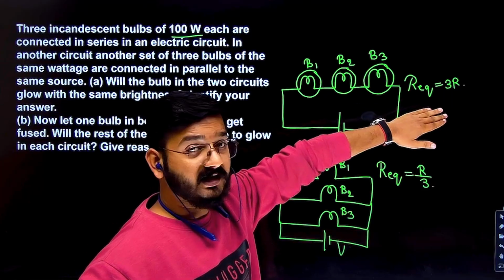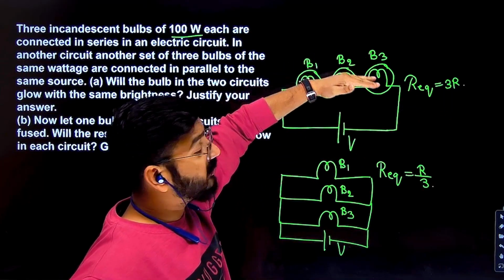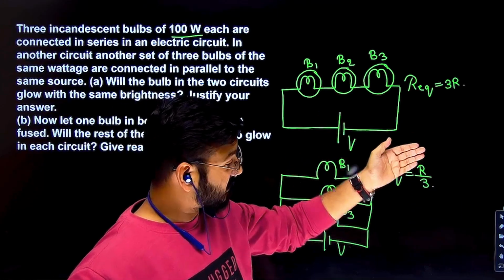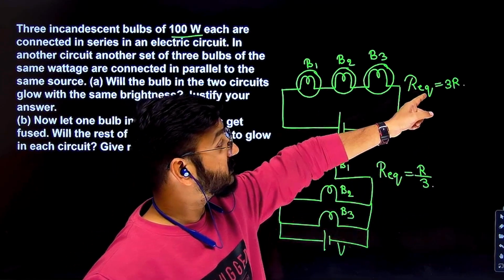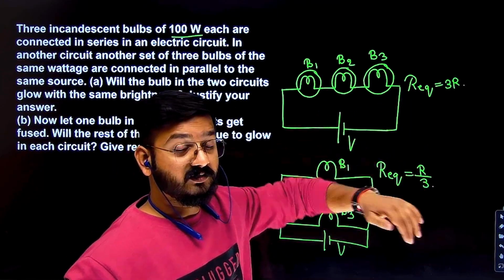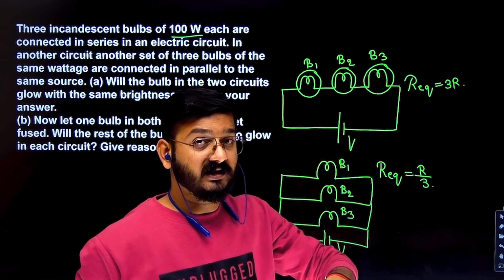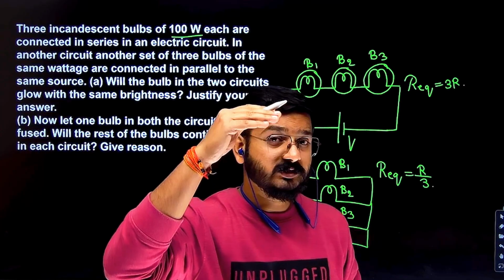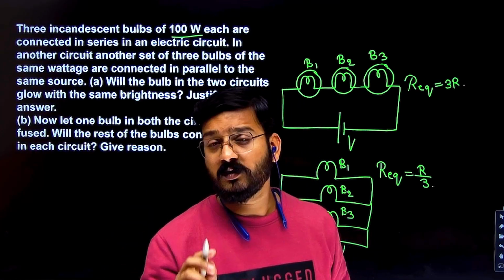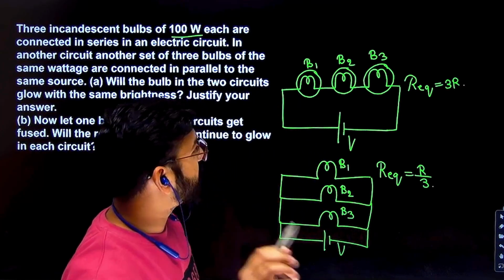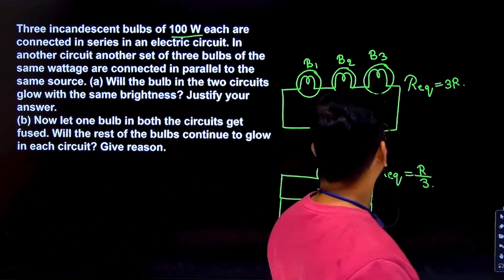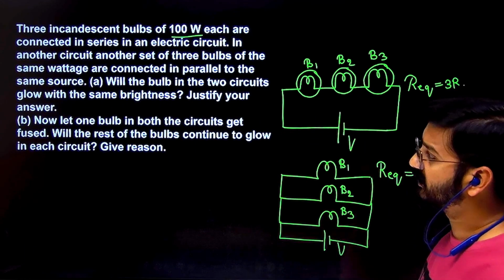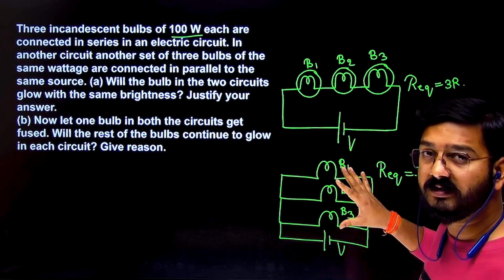So since resistance is high, what will happen here? The current will be less, right? Current flowing through each bulb will be less as compared to the parallel connection because resistance is higher. So resistance is higher means current will be less. So in series, current will be less. Hence, the brightness of the bulb will also be less in series as compared to parallel. This is a very fundamental and conceptual question, but the moment you apply your fundamentals and basics, you can easily answer. So our answer will be: for parallel, brightness will be more.